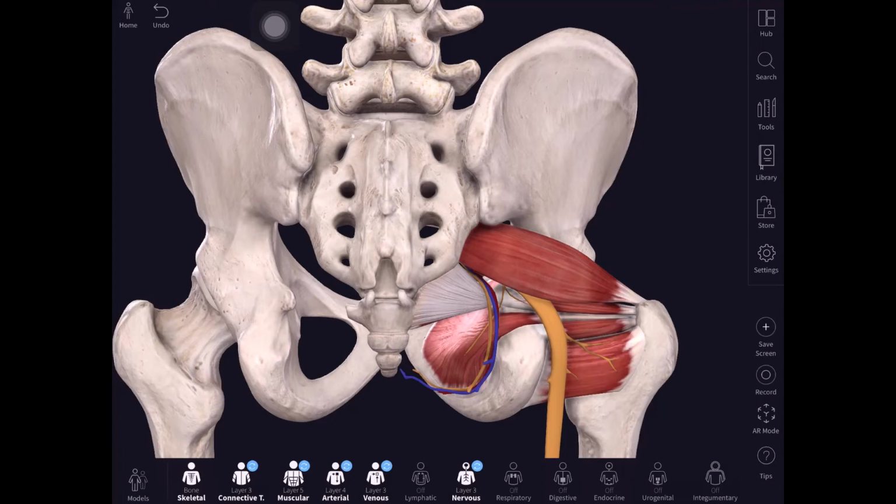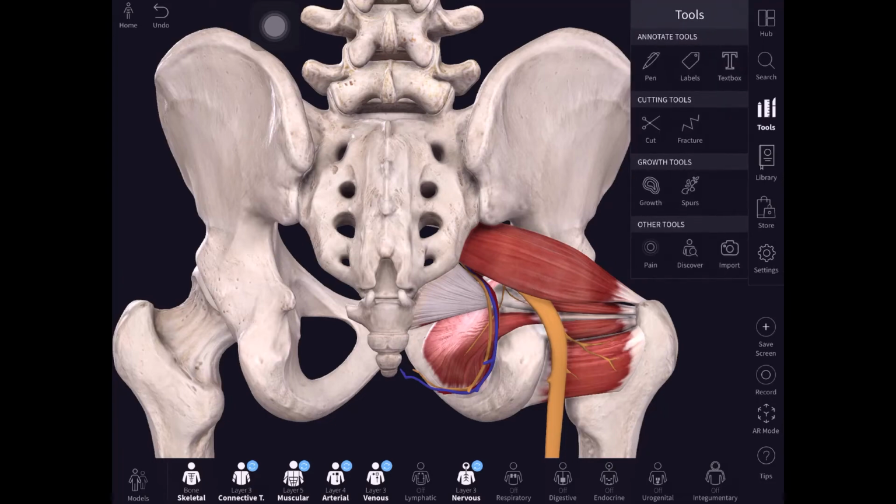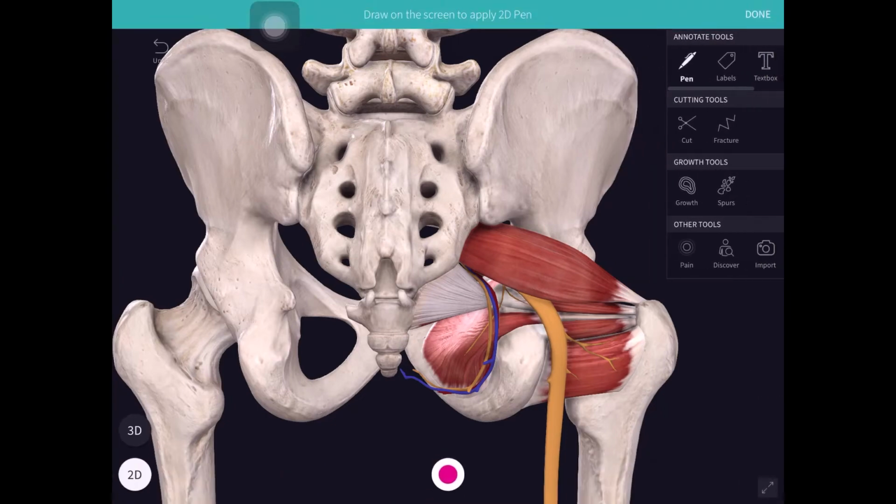So if you see in this picture, I'll just mark it. So this is our piriformis, and this one is a sciatic nerve, and this one more nerve, what you're seeing, this is our quadratus femoris. So this nerve should be nerve to quadratus femoris, right?